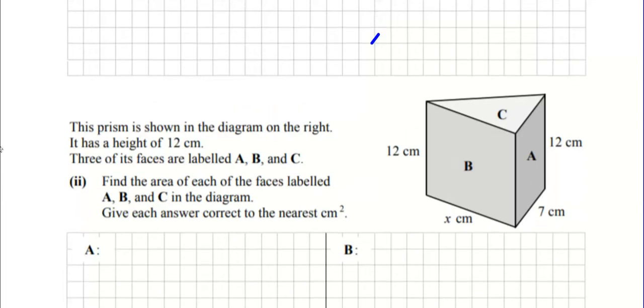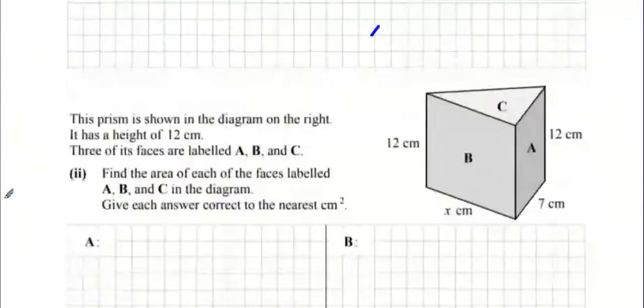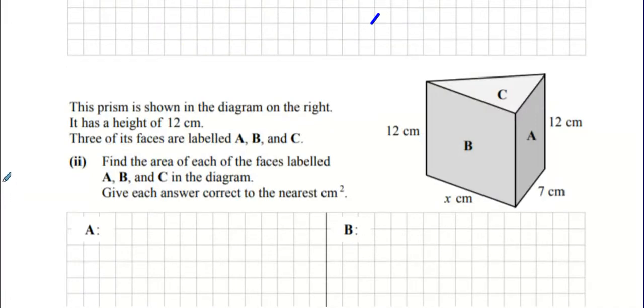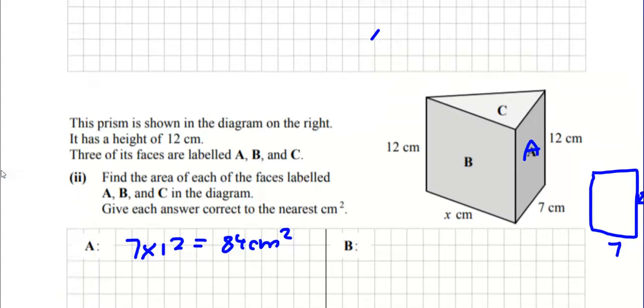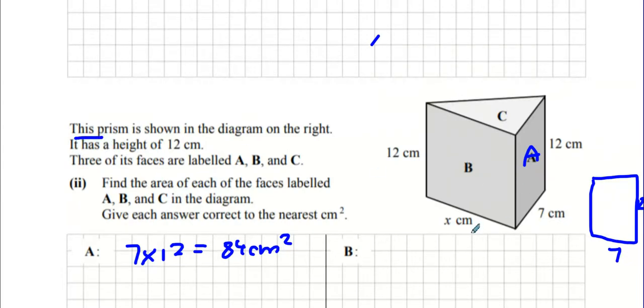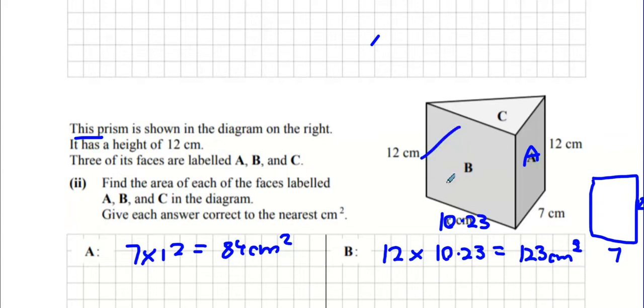All right, so is that the one we just did a second ago? Okay, so let's find out what's going on here. So side A is a rectangle and it's 7 by 12. So A is 7 multiplied by 12, which is 84 centimeters squared. Side B, we're using the X in the last answer, lads. We're using the same prism, which means this is 10.23. So B is 12 multiplied by 10.23, and that would make it 123 centimeters squared. That's for the side B.